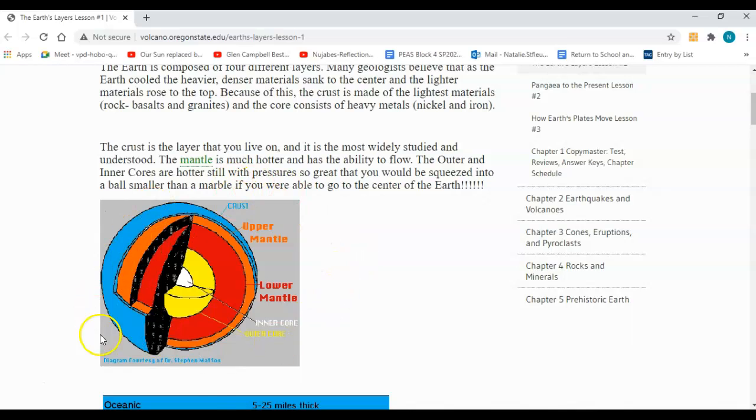Here you have a diagram of the 4 layers, crust, the mantle, which is divided into upper and lower mantle here, the outer core and the inner core. Take a moment to study this diagram. And as you're studying it, what does it make you think or wonder? If you need more time to study the diagram, please pause the video.